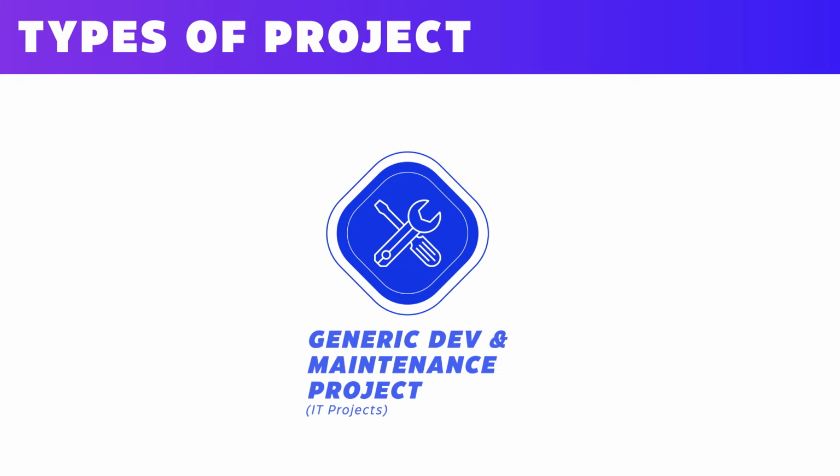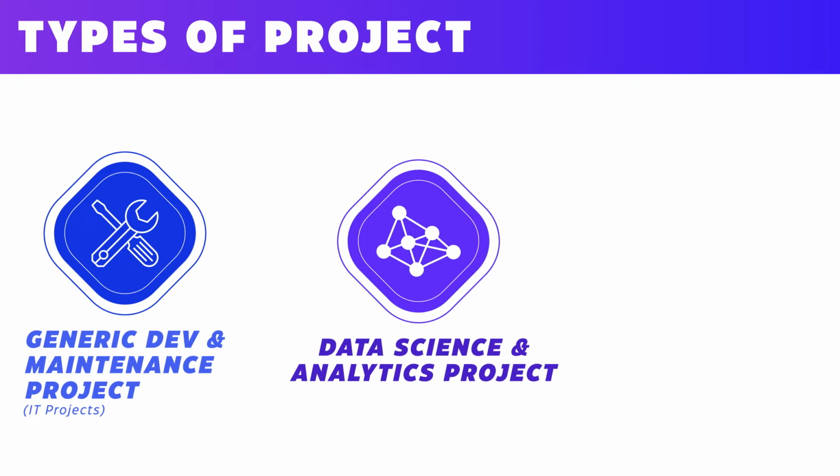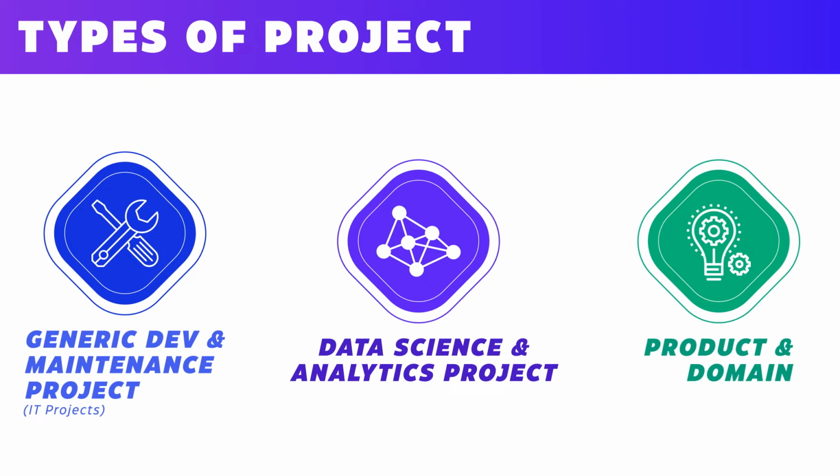So the first one is a generalist business analyst, who is required to work on development and maintenance projects. These are pure IT projects. Then we need business analysts to work on data science and data analytics projects. The third type are those business analysts who are required to work on product and domain specific projects, which means that there is a big category of business analysts who are required in the industry without data analytics or product or domain knowledge.